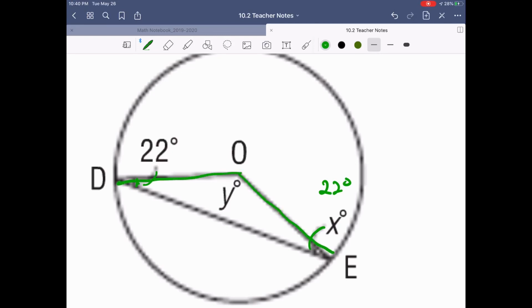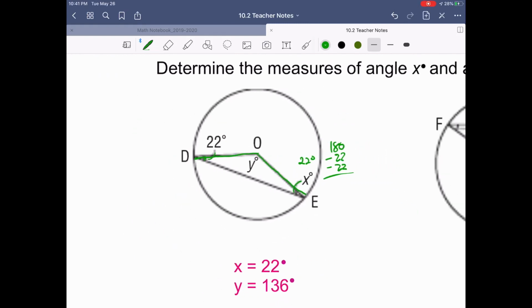We did this in 10.1. And we know that all the angles have to add up to 180. So you just do 180 minus 22 minus 22, which would get you 136 degrees for Y.